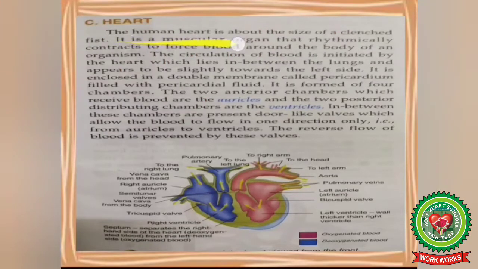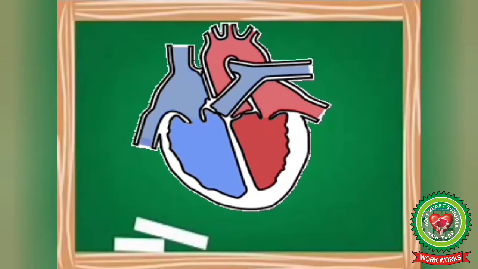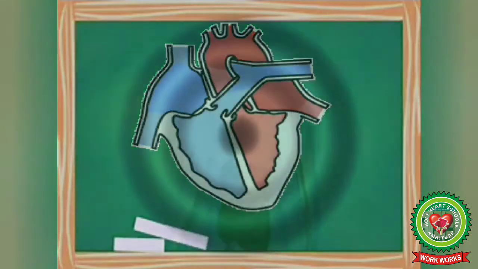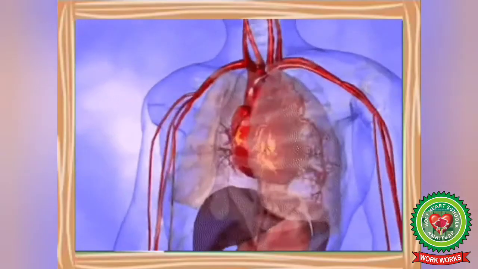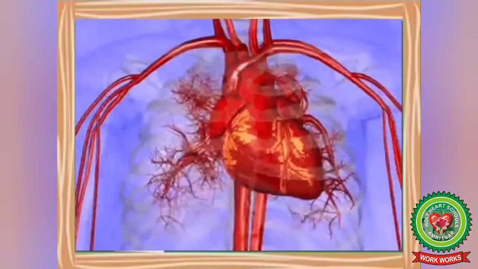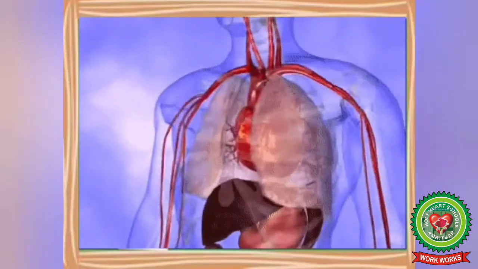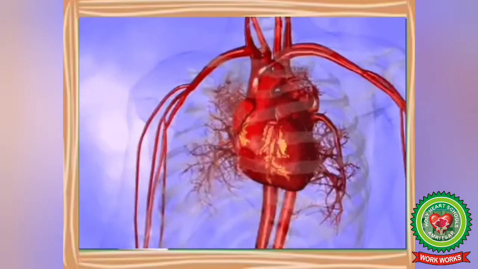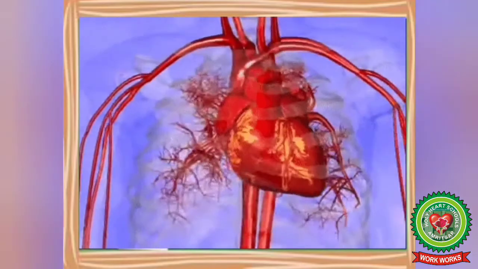The human heart is about the size of a clenched fist. Clenched means closed. It is a muscular organ that rhythmically contracts to force blood around the body of an organism. The circulation of blood is initiated by the heart, which lies in between the lungs and appears to be slightly towards the left side. It is enclosed in a double membrane called pericardium, filled with pericardial fluid.